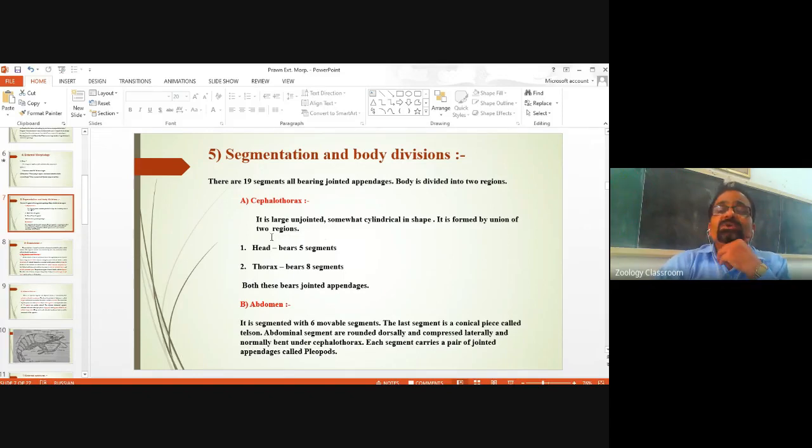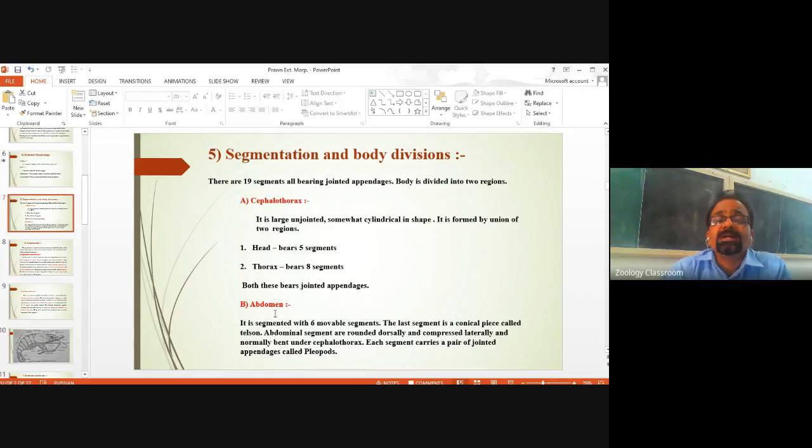Okay, that's fine. So cephalothorax. Now it is largely unjointed, somewhat cylindrical in shape, and it's formed by the union of two regions, as I meant, head region and thoracic region. But head region is ultimately formed of five segments, and thorax is formed of eight segments. So collectively, the cephalothorax is formed of these 13 segments, and each of these 13 segments bears an appendage. That is what I am going to tell you, and we are going to study it in detail.